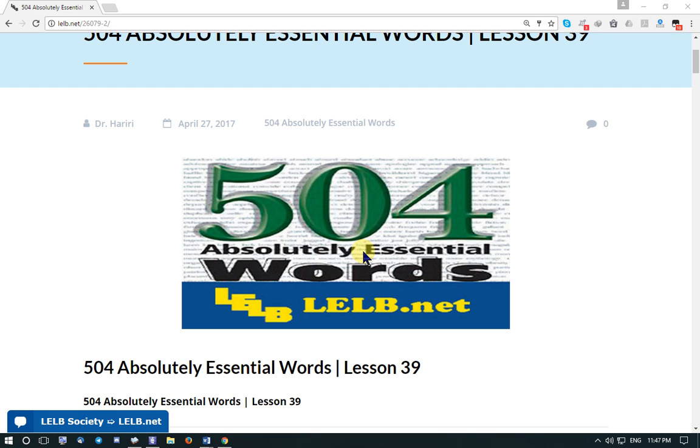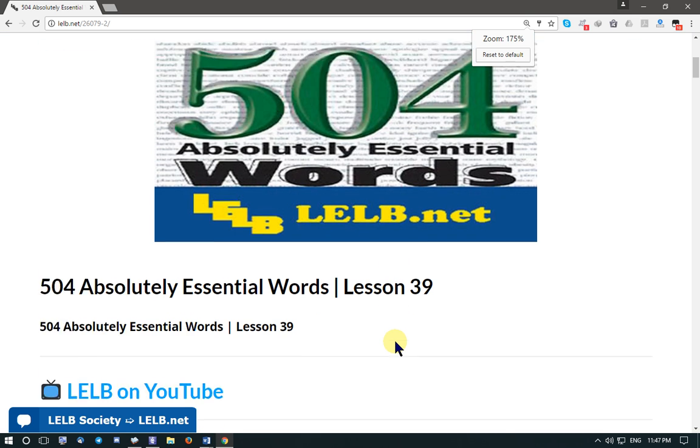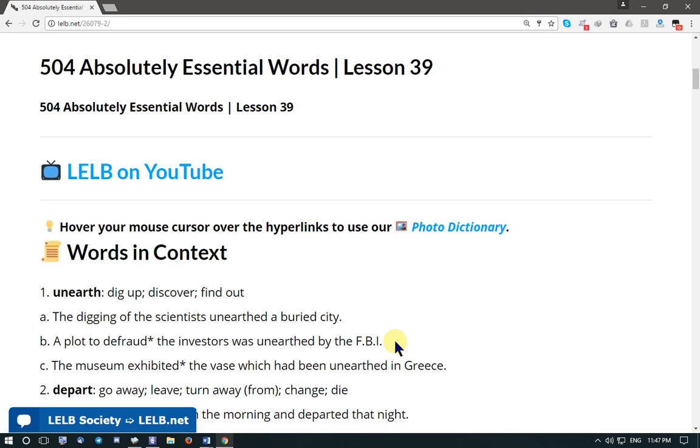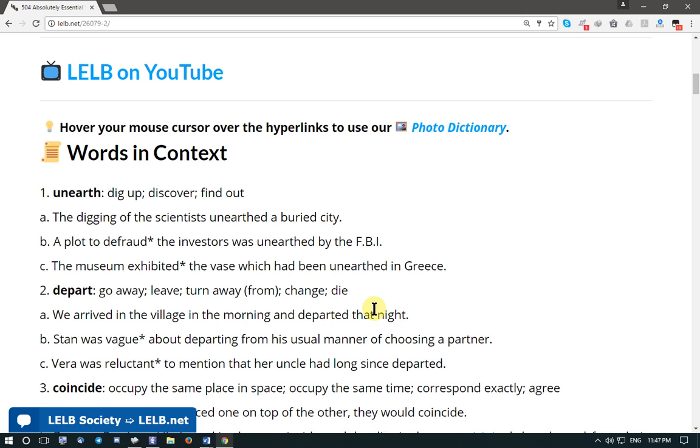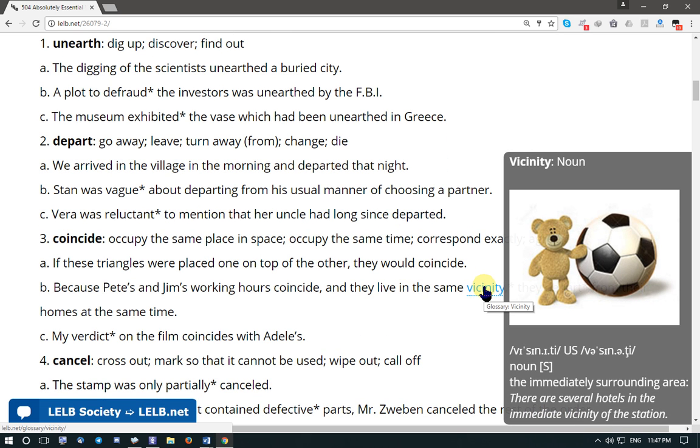In this session I'm going to teach you lesson 39 of 504 absolutely essential words. As you can see, lesson 39. Okay, so before starting, as usual, let me see if there is any flashcard here. Yes, one of them is vicinity. Vicinity means closeness, nearness. As you can see here, the teddy bear is very close to the ball.